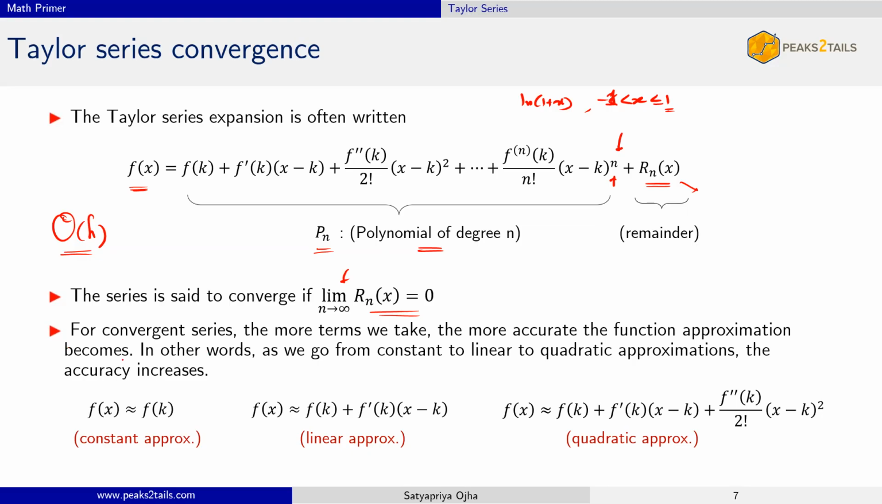Now, we mentioned that if the series is convergent, that means the more terms you include, the more accurate your approximation is. The leftover portion, or the error portion, reduces to zero if it is convergent. So that is what I've written. The more terms we take, the more accurate the function approximation becomes. In other words, as we go, all right, so this is the punchline.